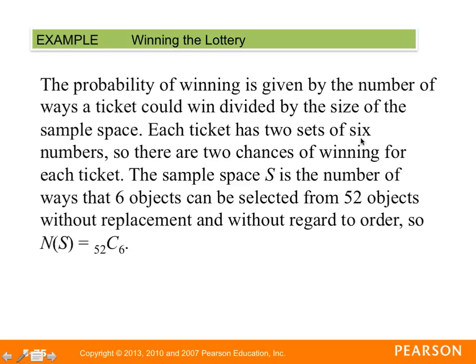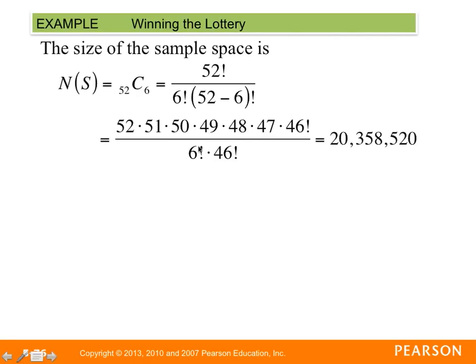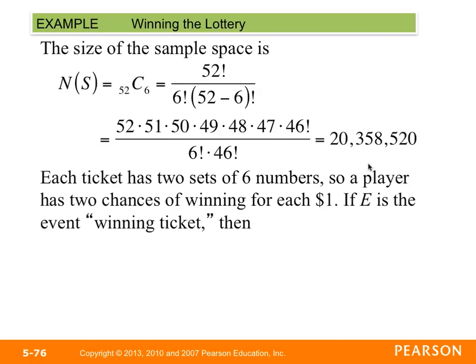Each ticket has 2 sets of 6 numbers, so there are 2 chances of winning for each ticket. Now the sample space S is going to be the number of ways that 6 objects can be selected from 52. They told us the order does not matter, so that means it's going to be a combination. Out of our 52 balls, we choose 6 of them. Again, do not do this by hand; just type in your calculator 52C6. You get 20,358,520.